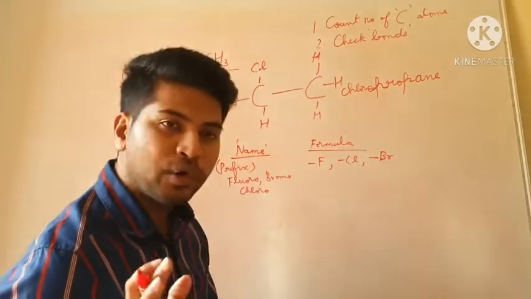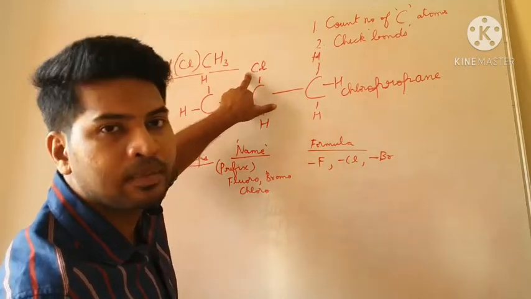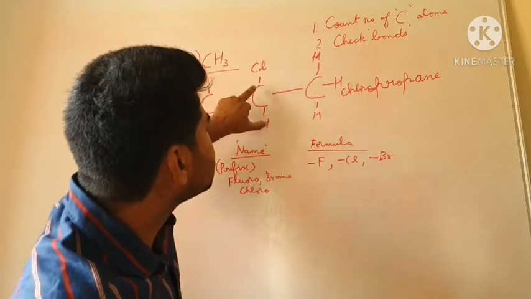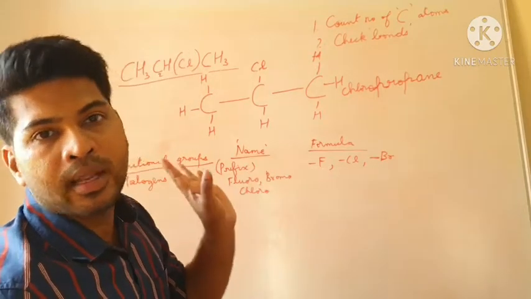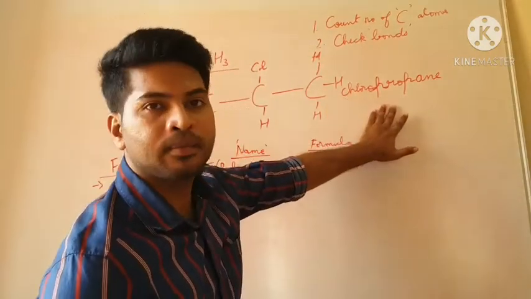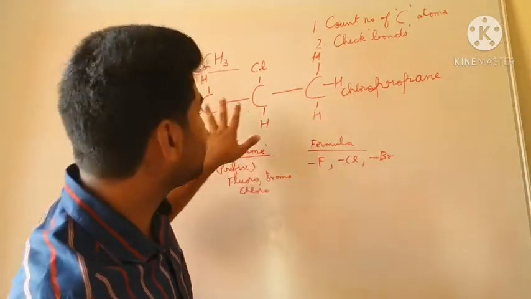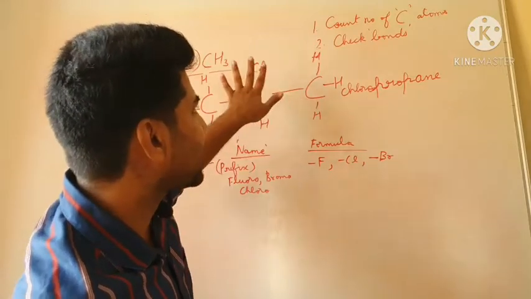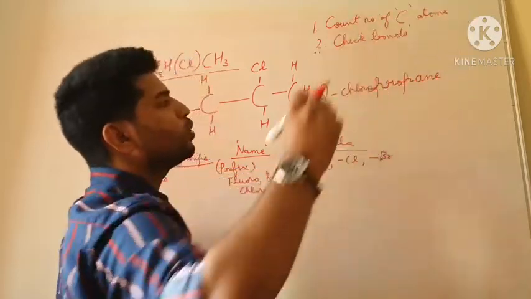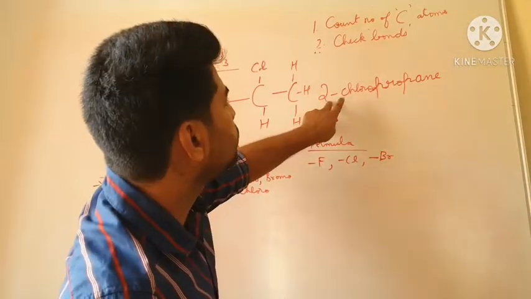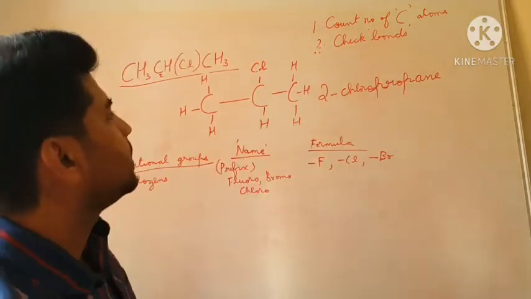and we have to check to which carbon atom this chlorine is attached. In this case, the chlorine is attached to the second carbon, and we have to indicate that in the name. When we say chloropropane, it means that chlorine is attached to the first carbon. But that is not the case in this structure. It is attached to the second carbon, so the name would be 2-chloropropane. So 2-chloropropane would be the name because chlorine is attached to the second carbon.